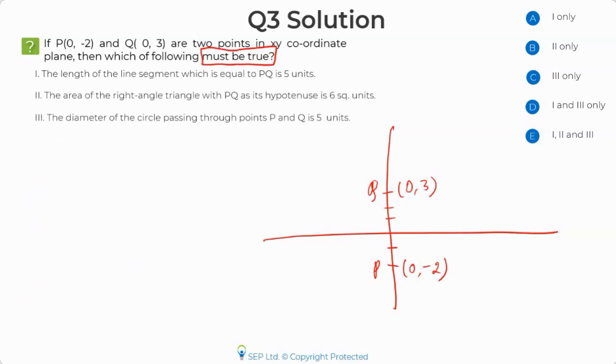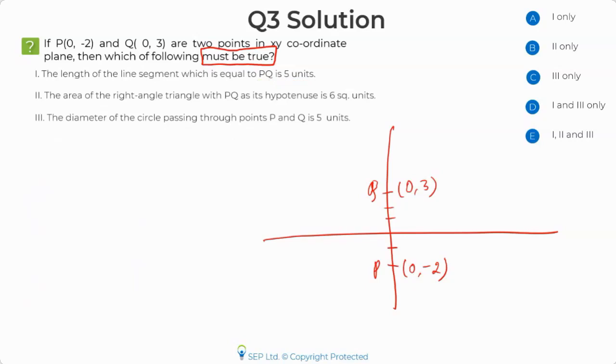So I have to pick the options or the statements which are always true, not sometimes true. I need to pick the cases which are always true. So let's look at that. The first statement says the length of the line segment PQ is 5 units. Now, obviously, the distance between 2 points is always constant.